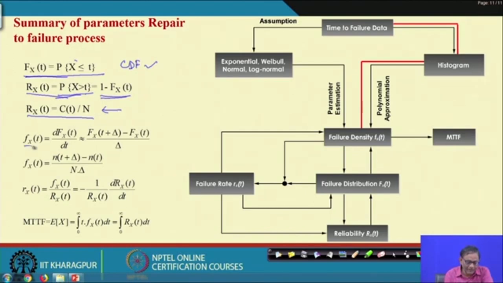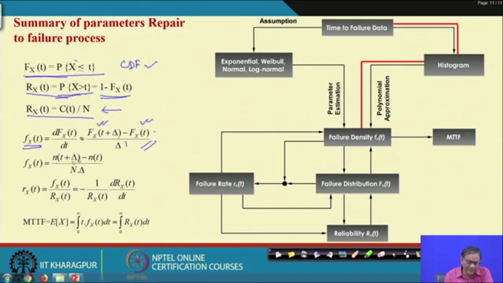And then you have learned also f_x(t), which is nothing but the derivative of the cumulative distribution function. Using this formula, f_x(t) is the CDF at t plus delta minus the CDF at t, divided by delta. So, as you conduct experiments, you will have the data available with you.